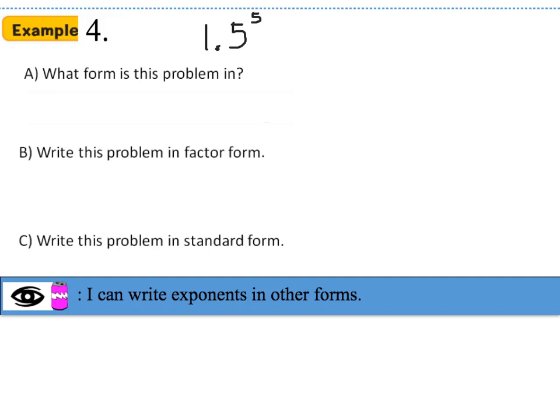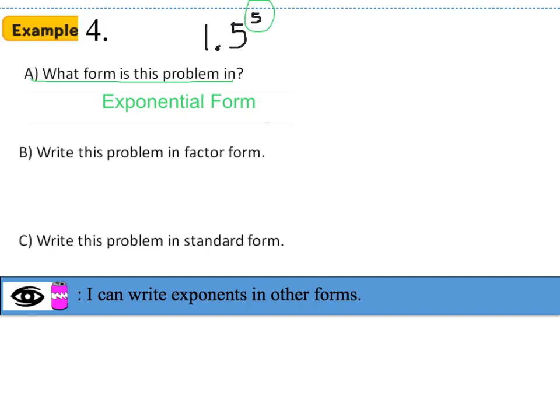Alright, so for example 4, they're giving us the problem 1 5/10 raised to the 5th power. Notice that this problem has an exponent. So when we look at problem A, where it says, what is the form of this problem? I know that this problem is in exponential form because there's an exponent in the problem.